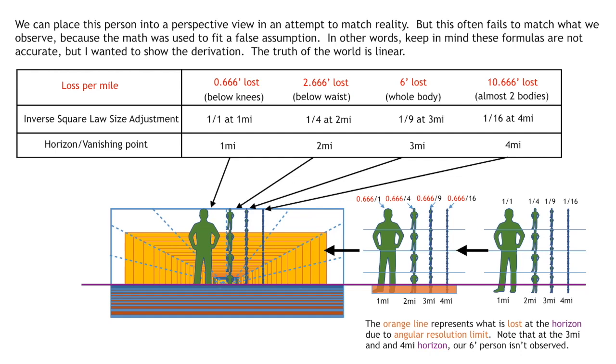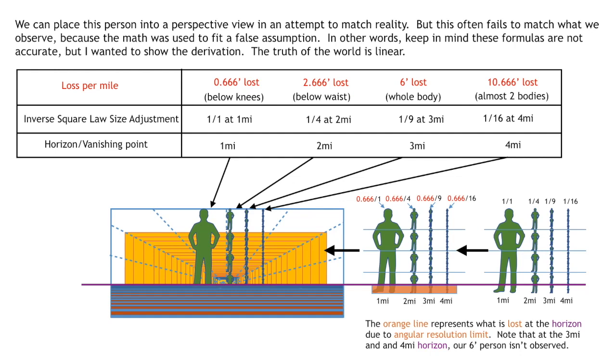So again, the loss per mile: 0.666 lost below the knees, then 2.6 loss below the waist, then about 6 foot loss, which is the whole body, and then about 10.6 loss, which is almost 2 bodies. And our inverse square law adjustment here: you're going to be at 1 to 1 at 1 mile, 1 over 4 at 2 miles, 1 over 3 squared at 3 miles, and 1 over 4 squared, 1 over 16, at 4 miles, and so forth.